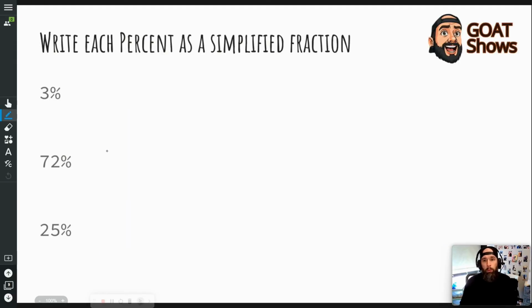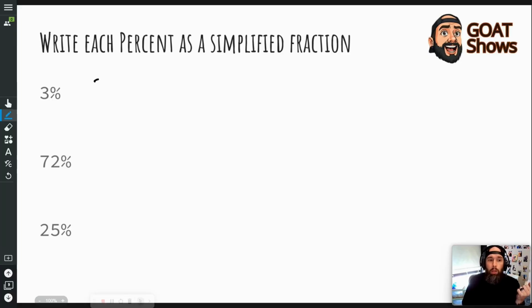Let's write each percent as a simplified fraction. Now, what we saw in the warm-up was a fraction, and I didn't bother simplifying it because I knew we'd end up doing stuff later. Okay, we're going to write each percent as a simplified fraction. Now, remember, percent means out of 100. So we're going to take each percent and write that as a fraction out of 100. Then we'll look at the fraction and say, can I simplify those? And then go from there.